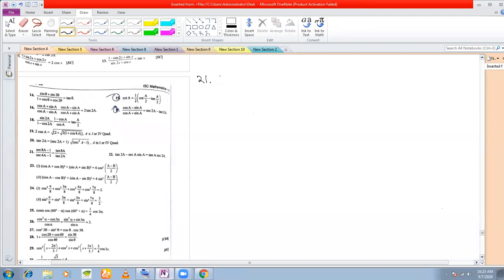Number 21, left hand side is sec 8a minus 1 by sec 4a minus 1. You have to prove that this is equal to tan 8a by tan 2a. Now you cannot do anything with sec, so you change sec to 1 by cos. 1 by cos 8a minus 1, divided by 1 by cos 4a minus 1. Now you take the LCM.